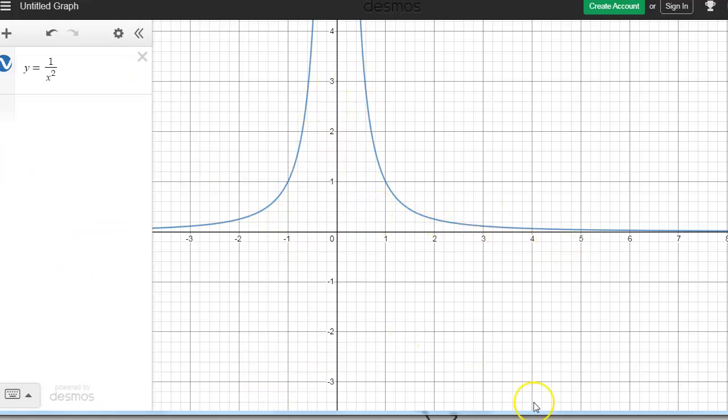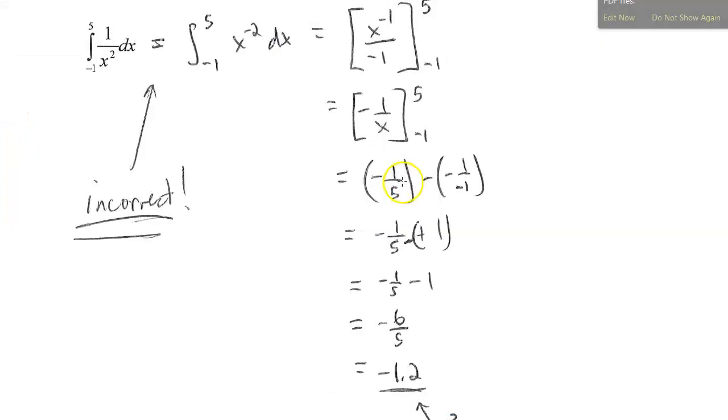I mean, if our function were down here, maybe it's below the x-axis, we get a negative area because we're talking about a net signed area. But there's no way this answer should be negative.